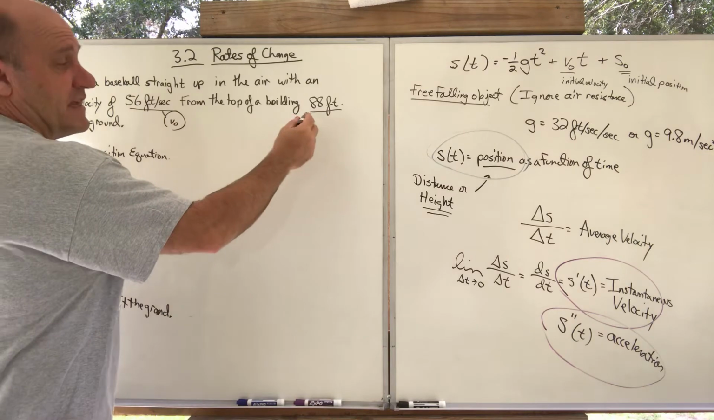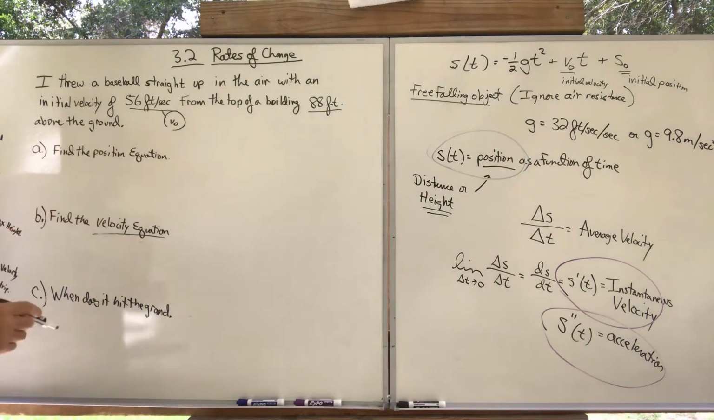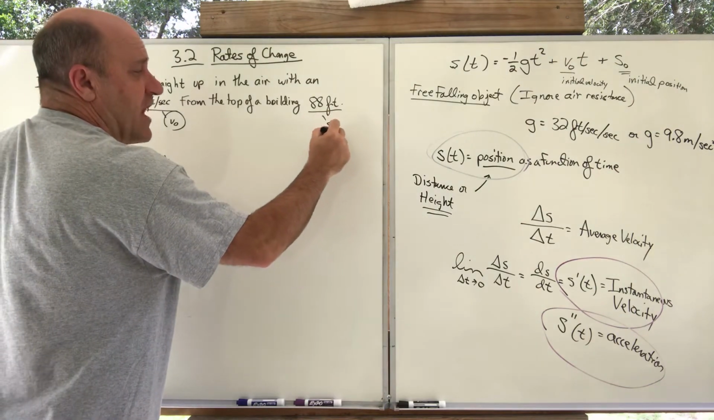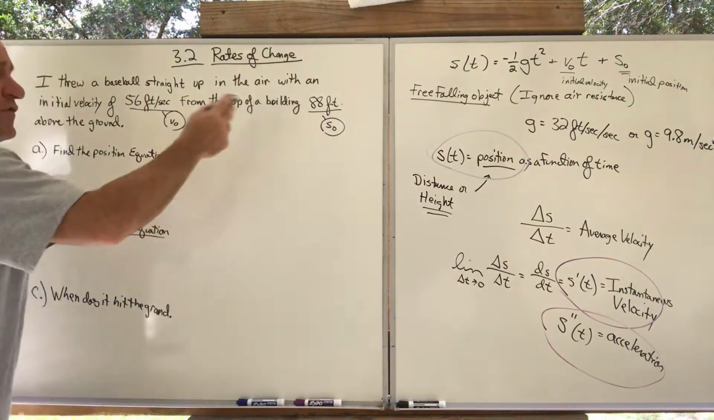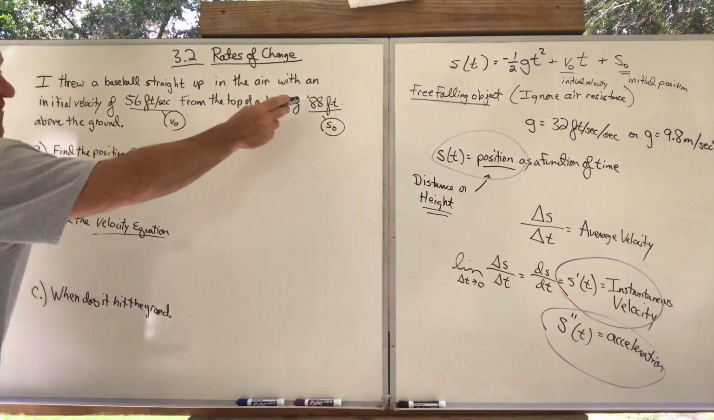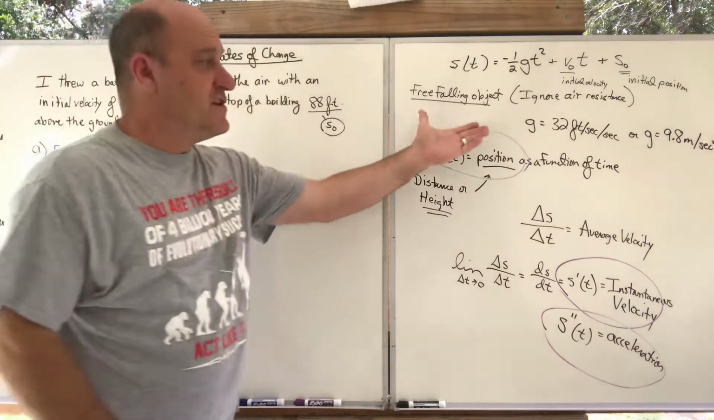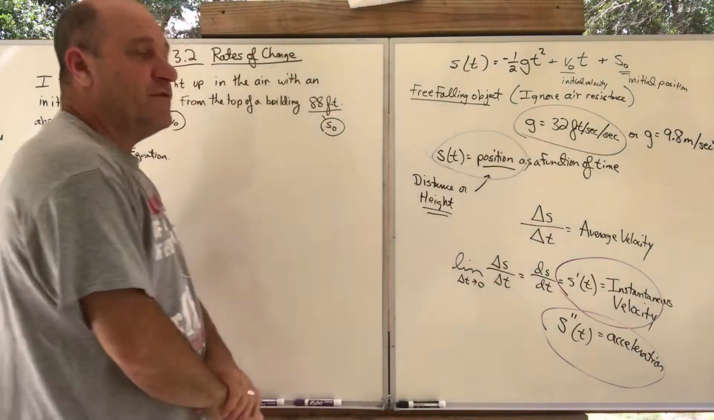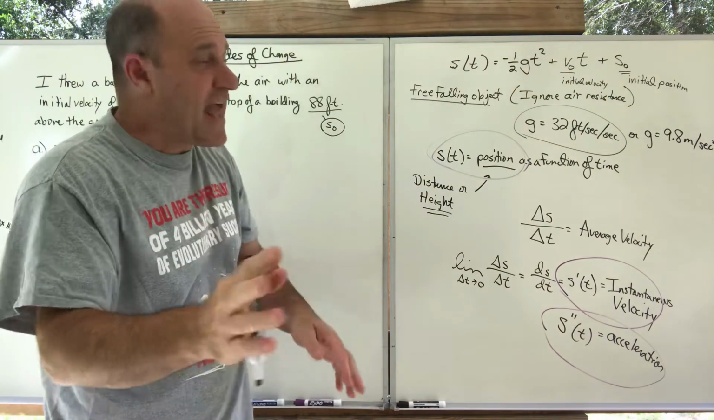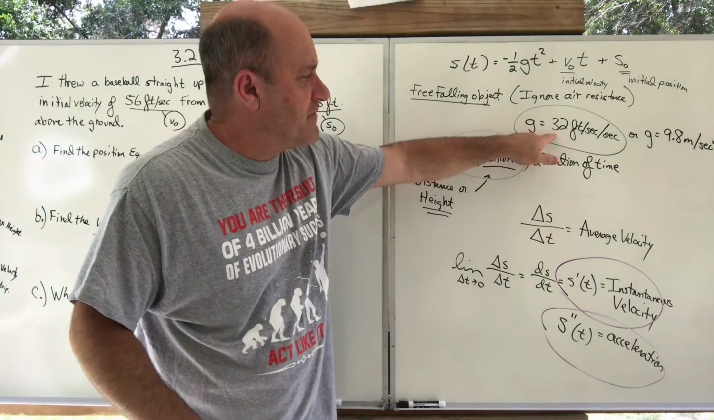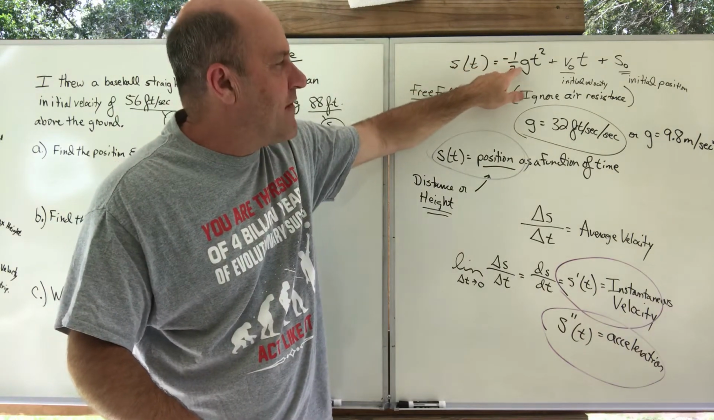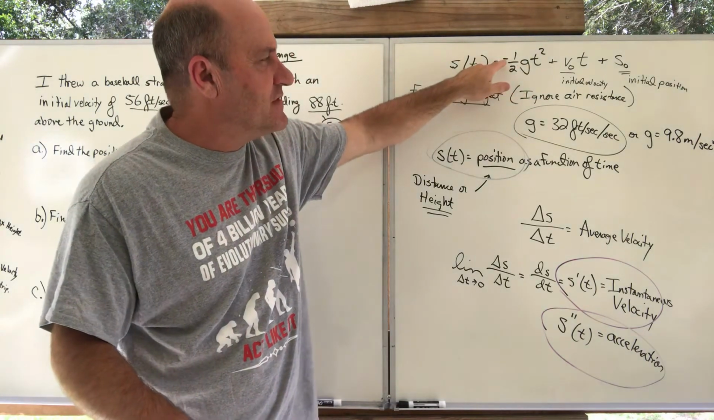From the top of a building that was 88 feet above the ground. Well, I think that was my initial position, my S naught, or S sub 0. So that's what these two numbers are. And because I'm dealing with feet, I'm going to use gravity of 32 feet per second per second. Gravity pulls us in a downward direction. It is negative, but I didn't put a negative sign here because I have the negative sign in the formula there, negative 1/2 times the gravity.